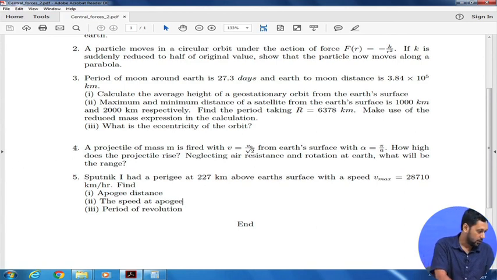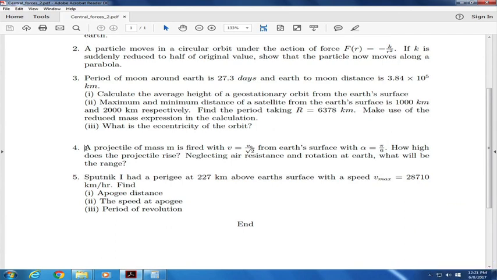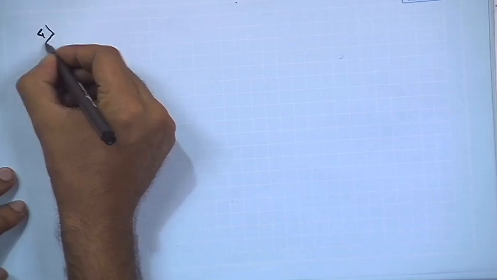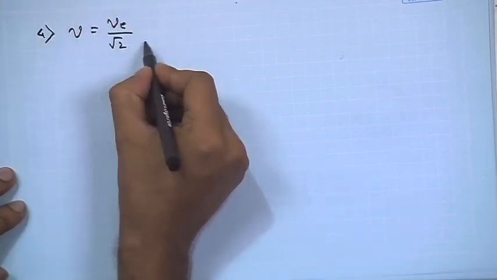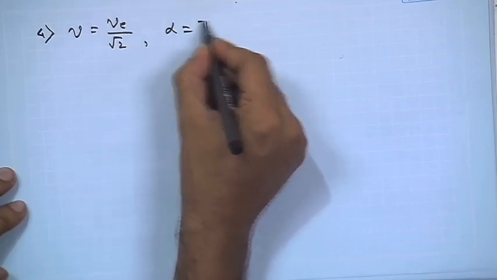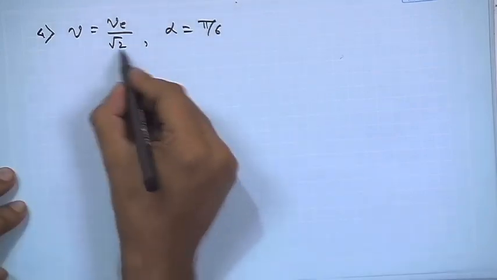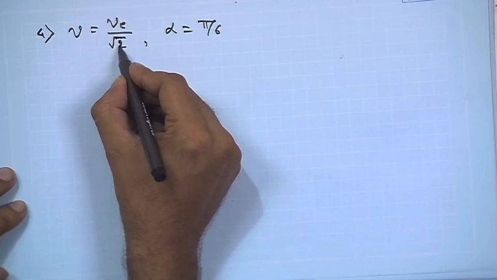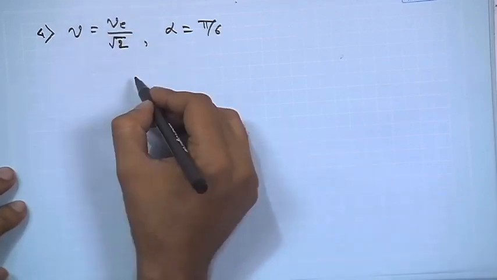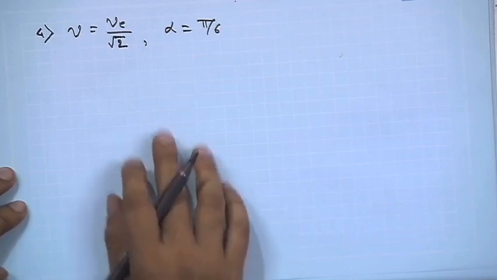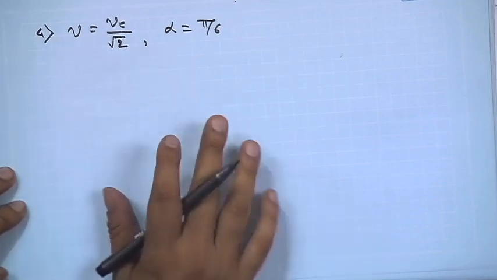Now, let us come to problem number 4. This is the last problem of this problem set. What is given is V is equal to V e by root 2 and alpha is equal to pi by 6, right. We will see that this will lead to a ballistic missile case, so we will treat this as a projectile.